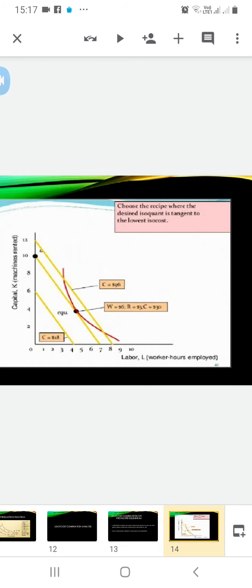This figure explains the optimum combination of production of the firm. The firm has decided to produce, suppose, 200 units of output. R, S, Q, L, K are the various combinations on the isoquant IQ that can produce 200 units of output. AB, CD, EF and GH are four different isocost lines.